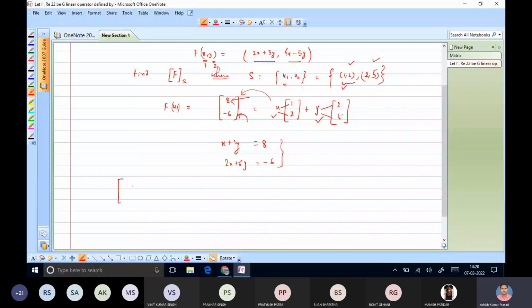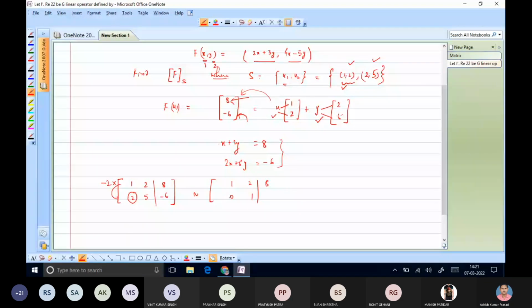the augmented matrix. So I write the coefficient of x is 1, coefficient of y is 2, right hand side 8, then 2, 5, right hand side minus 6, right? And now we row reduce it. First of all, I have to make this element 0. So I am multiplying the first row by minus 2 and adding it to the second row. So 1, 2, 8, and minus 2 plus 2 is 0, then 1, and 8 times 2 is 16, minus 16 and minus 6 is minus 22. So I got minus 22.